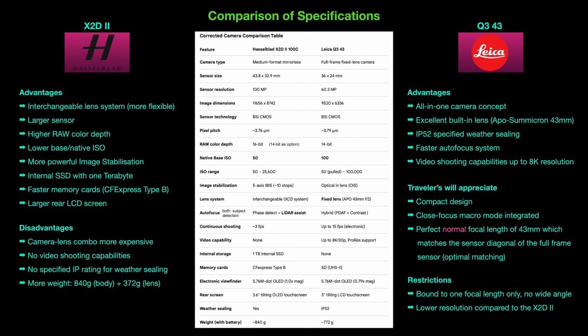Restrictions you will have to accept: you are bound to one focal length only, 43mm. That's what you get, not more, not less, not wider in terms of angle, not more narrow. Well, you can do a digital crop, of course, then you get a narrower angle. You have a lower resolution compared to the X2D Mark II, 60 megapixel versus 100 megapixel, and that's basically the main restrictions you have when you decide for a Q3 43 only, without having any other camera lens combination in your backpack.